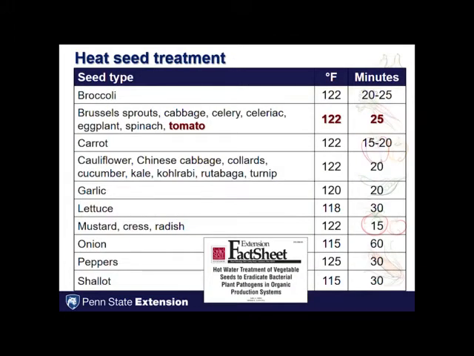Here are the different temperature and time durations for these different types of seeds. So here's tomato, 122 degrees for 25 minutes. That is the actual killing temperature. If you don't go high enough in temperature, it may not be effective. If you don't go long enough in duration, it might not be effective. So these are pretty specific time and temperature durations.